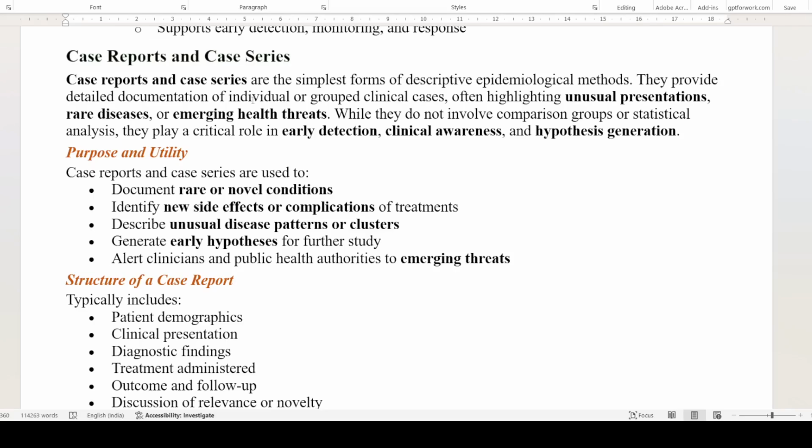So, case reports are used to document rare and novel conditions, identify new side effects or complications, unusual disease patterns, generate early hypotheses, and alert the public health authorities to the emerging threats. So, this is the use and purpose of having the case reports and case series into notification.